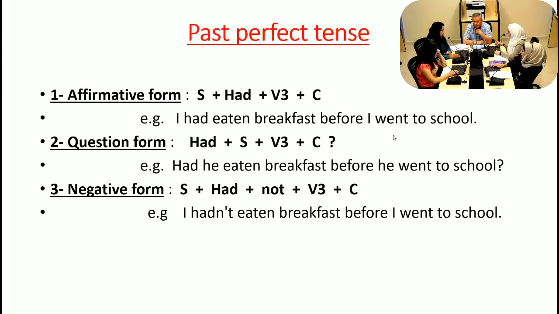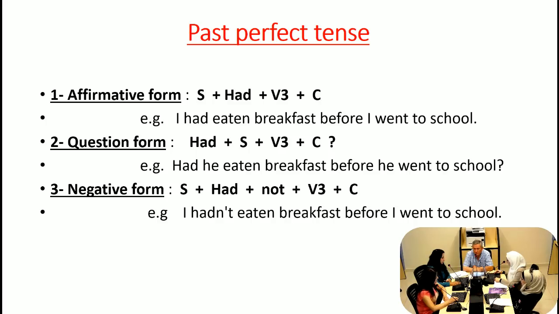The question form, we invert the subject with had first, plus subject, plus past participle, and the complement with the question mark. Example, had he eaten breakfast before he went to school? The negative form, we use subject, had, not, and verb 3 or past participle with the complement. Example, I hadn't eaten breakfast before I went to school.